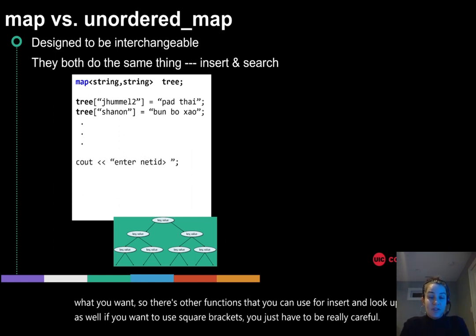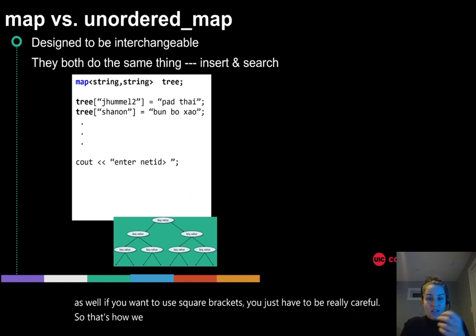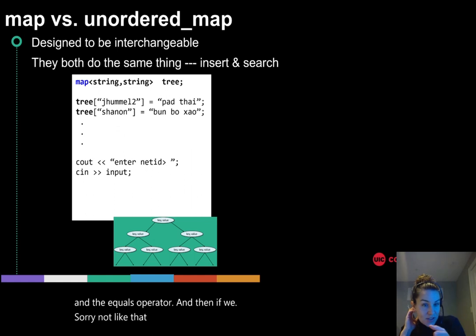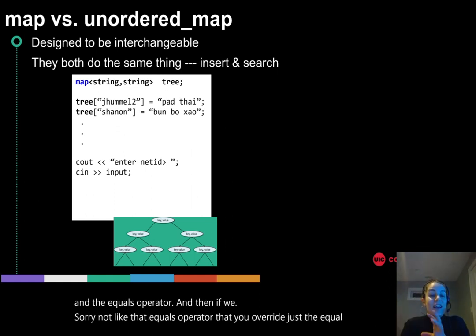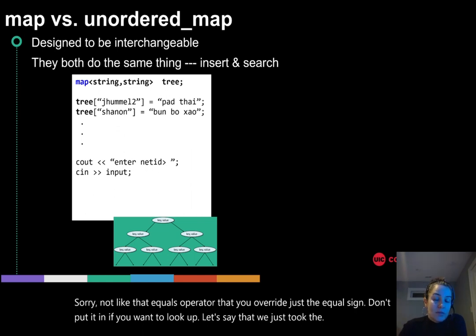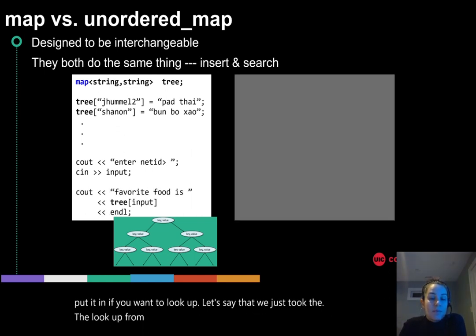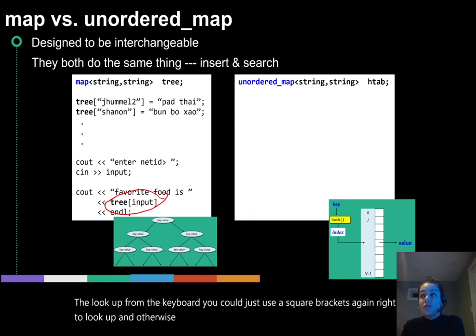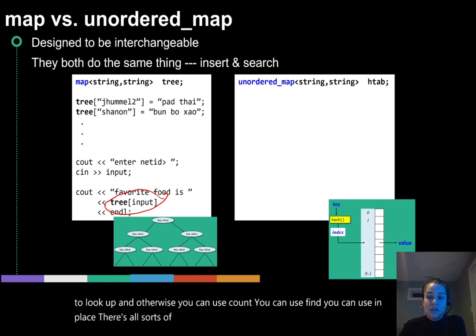So that's how we fill the map, just by putting stuff in with the square brackets and the equal sign. Sorry, not the equals operator that you override, just the equal sign to put it in. If you want to look up, let's say that we just took the lookup from the keyboard, you could just use the square brackets again to look up. And otherwise you can use count, you can use find, you can use emplace. There's all sorts of functions that you can use for both of these things.